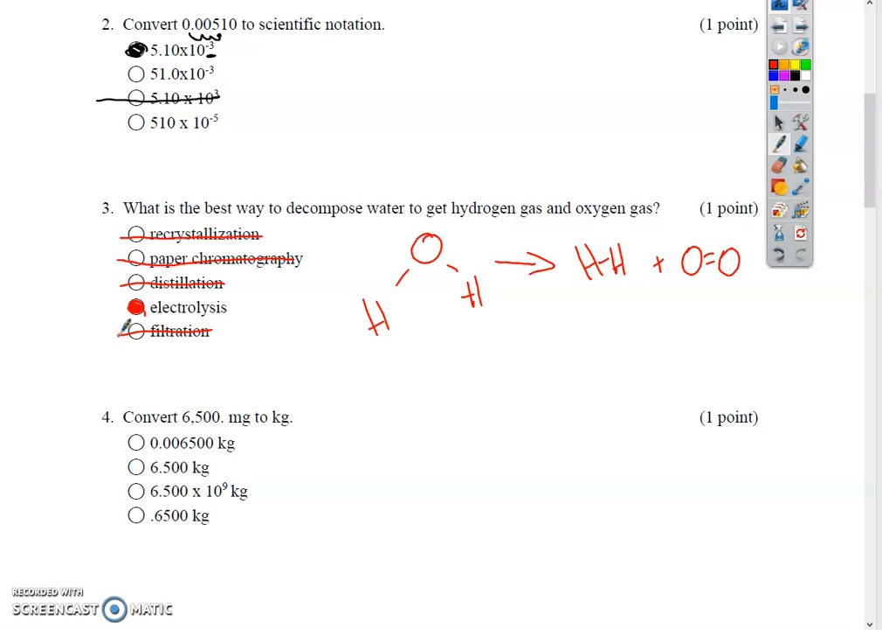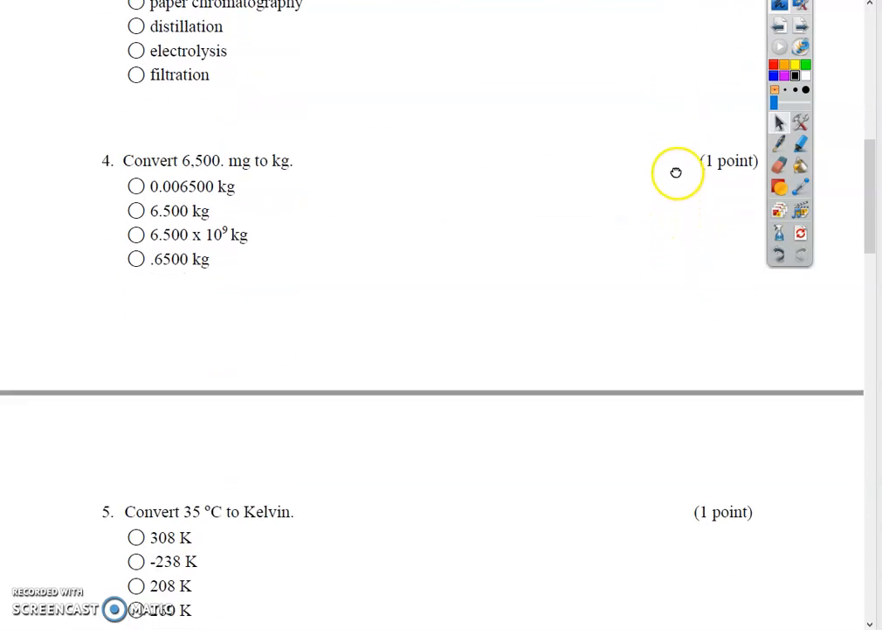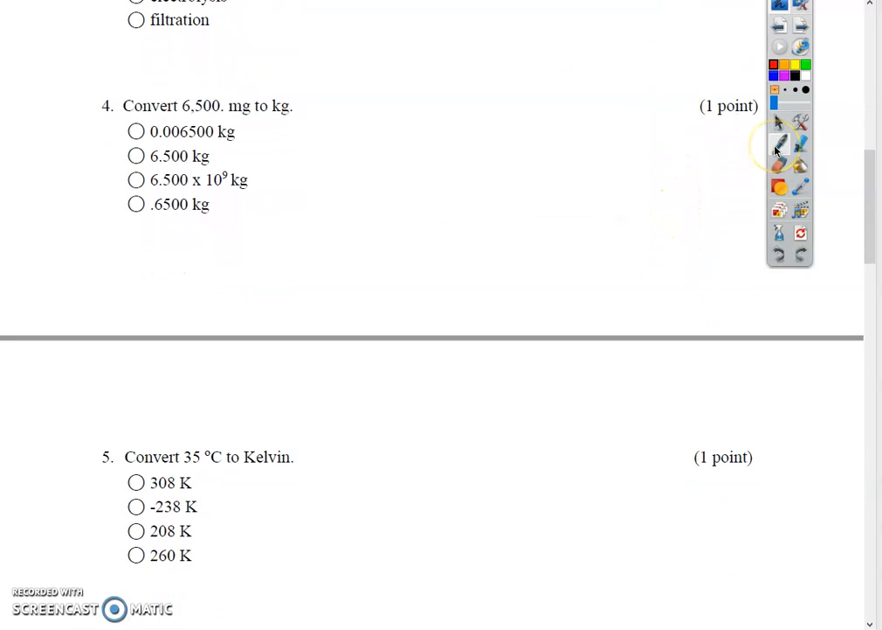Next, converting 6,500 milligrams to kilograms. So if you know the order of the metric prefixes, you can just move the decimal points around. The reason why that works, like say you forget the exact order of all those things, you can do a conversion problem for this. And what I'm going to do is start off with milligrams. So I'm going to put milligrams on the bottom because I want the milligrams to cancel out. And instead of going right to kilograms, I'm going to go to grams.